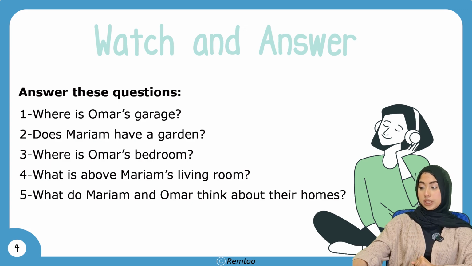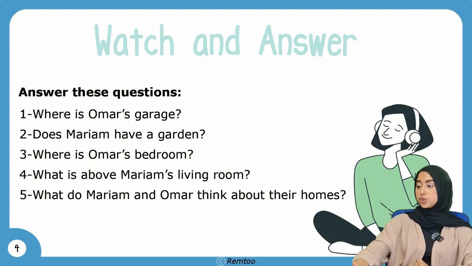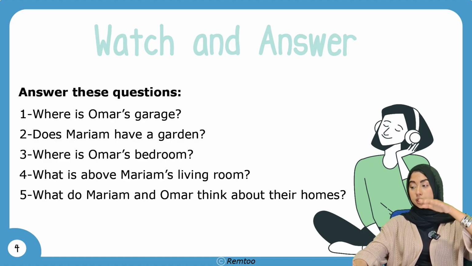Okay, great job. So yeah, let's answer. So question 1, where is Omar's garage? Yes, exactly, on the right side of the house. Thank you. Question 2, does Miriam have a garden? Exactly, no she doesn't. Well, question 3, where is Omar's bedroom? Good. Omar's bedroom is above the kitchen.